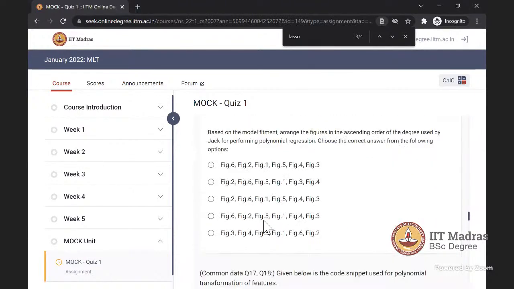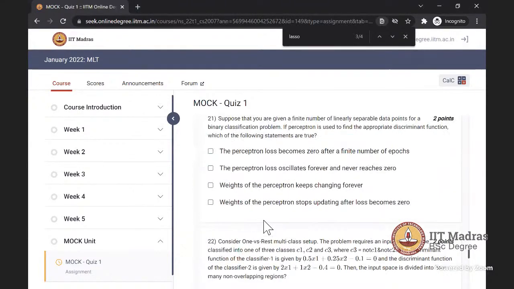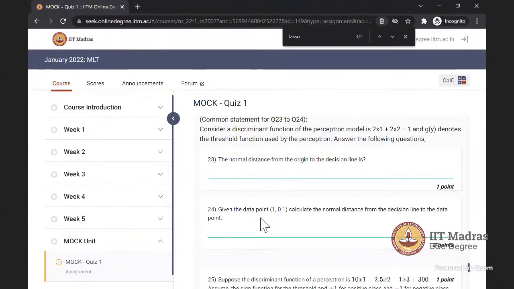Question number 23 is this. Consider the discriminant function of the perceptron model. g(y) denotes the threshold function used by the perceptron. Answer the following questions. The normal distance from the origin to the decision line is W0 divided by the norm of the weight vector.